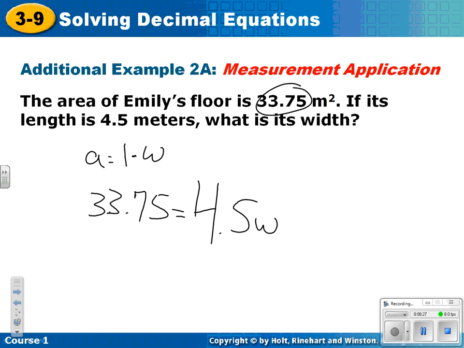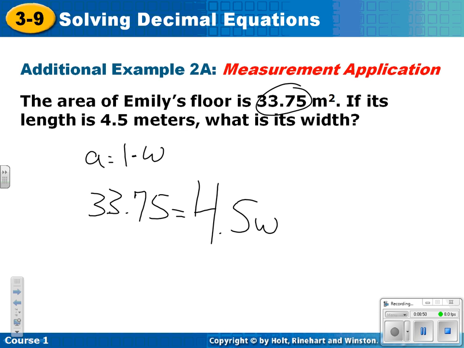What is our label going to be? Meters. Why not meters squared? Squared is area. Area is the squared thing. Length and width is just meters or feet or yards or whatever it is.